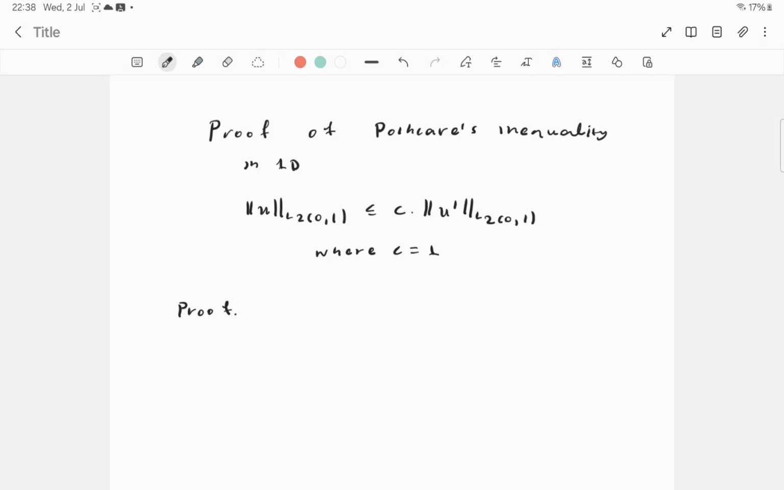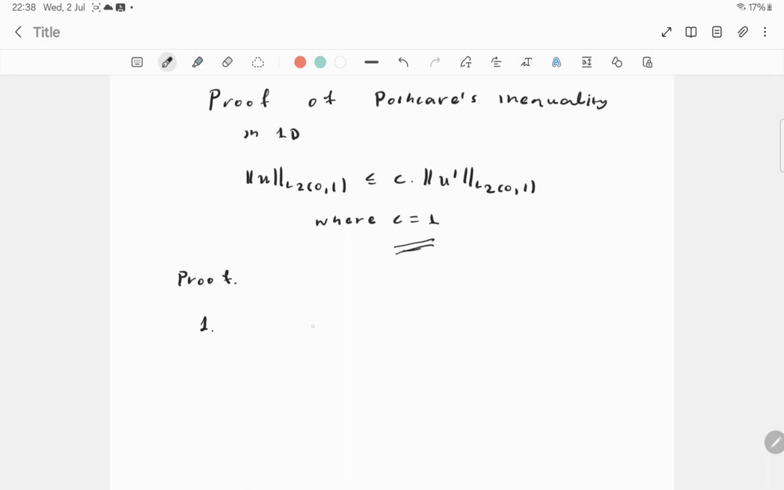In this video we will prove the Poincare inequality in one dimension. What is a Poincare inequality? Poincare inequality is one of the most celebrated inequalities in analysis. It means the following: that the L2 norm of the function u supported on the interval 0, 1 is bounded by a constant times the L2 norm of its derivative, where the constant here should be equal to 1.